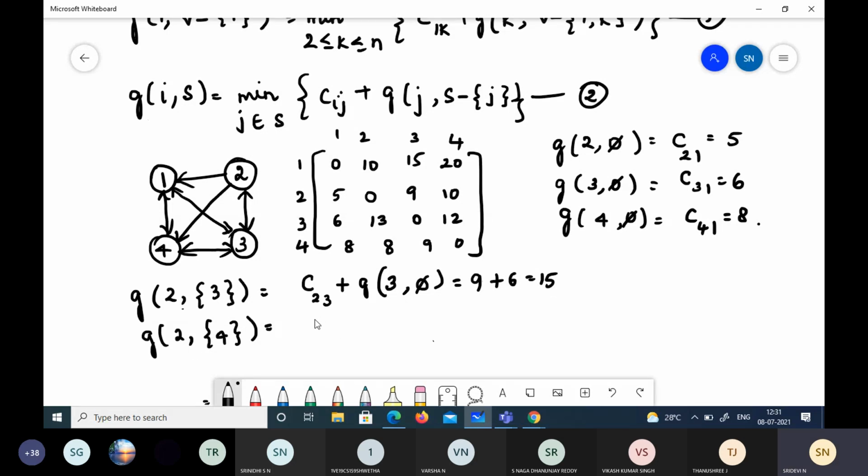Now calculating this, C of 2, 4 plus G of 4 comma null set. As we have only one, it becomes the null set. So C of 2, 4 is how much? 10, plus G of 4 comma null set is 8. So this becomes 18. Likewise, we should calculate with 2 the combination of 3, 4, with 3 the combination of 2, 4, with 4 the combination of 2, 3.